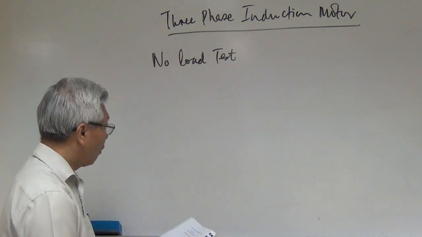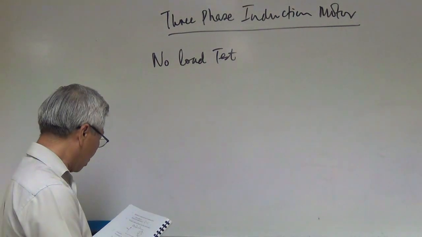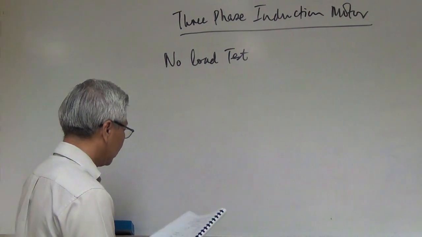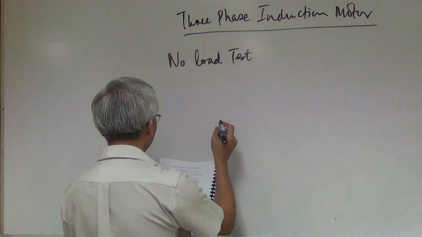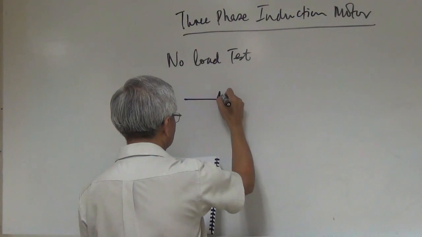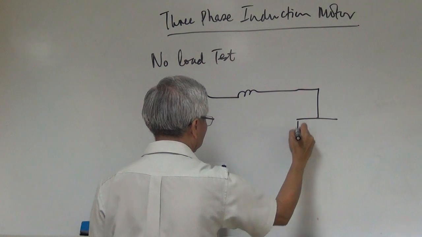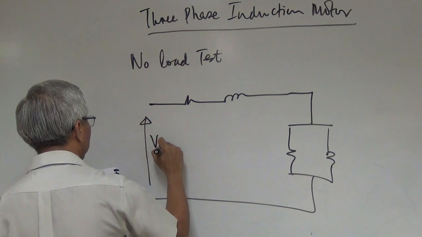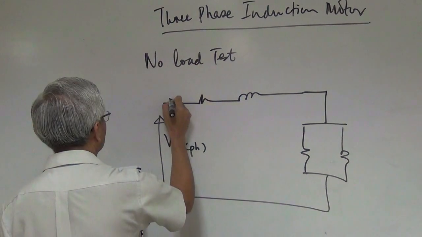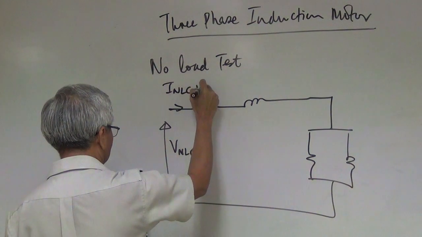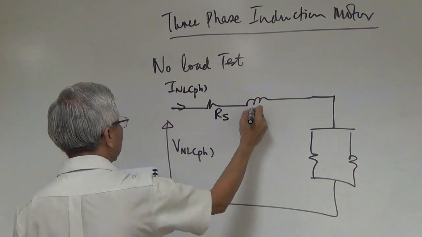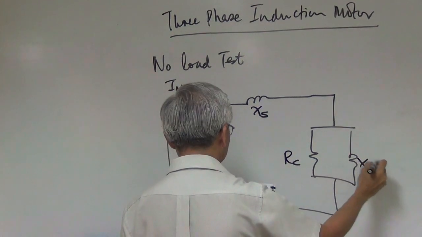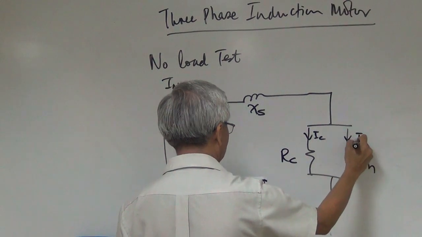Now, likewise, for the no-load test in the induction motor, we will measure the power, we will measure the voltage and we will measure the current, right? Now, the equivalent circuit of a no-load test of an induction motor is like this. No-load voltage per phase, no-load current per phase, and this is the stator resistance and the stator reactance, and this is the core loss resistance and magnetizing reactance, and this is IC and this is IM.